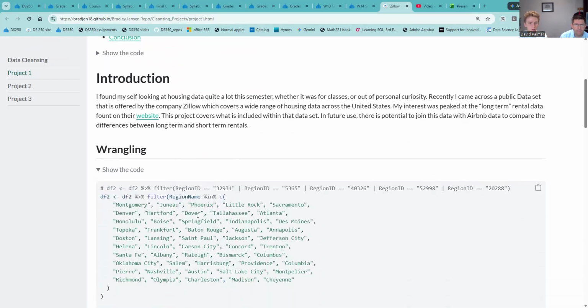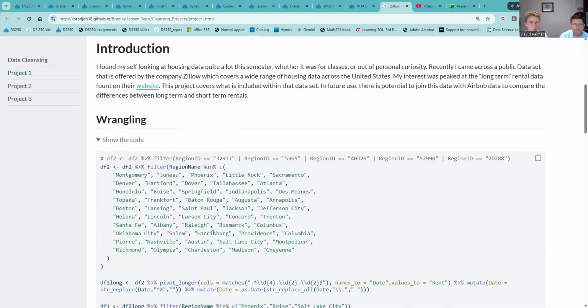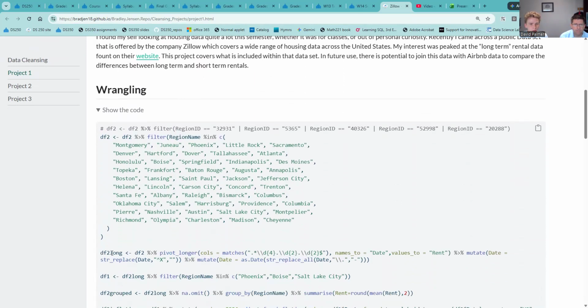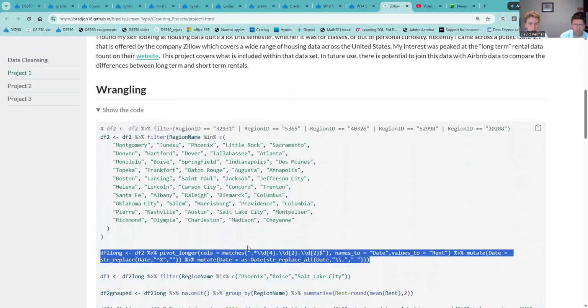I've got a big chunk filtering out certain cities, capital cities, but right here you can see I pivoted it based off of the string that was already within it. So at the beginning of every string, when I loaded it in, there was an X, which was really annoying to deal with. So I had to use stringr to get rid of that X and find where each of the numbers were and mutate it to be a readable date. Yeah, that's great.